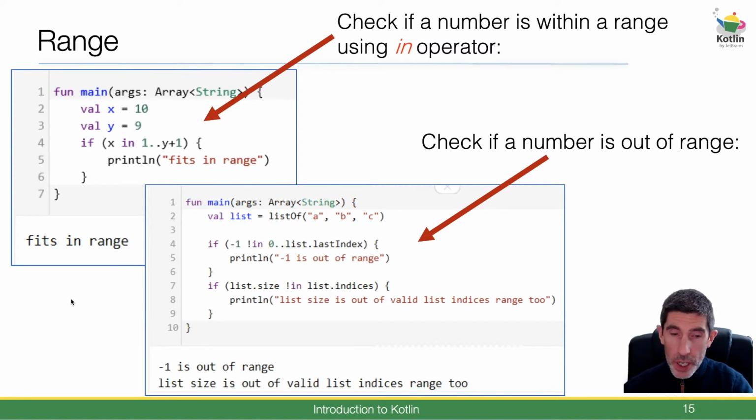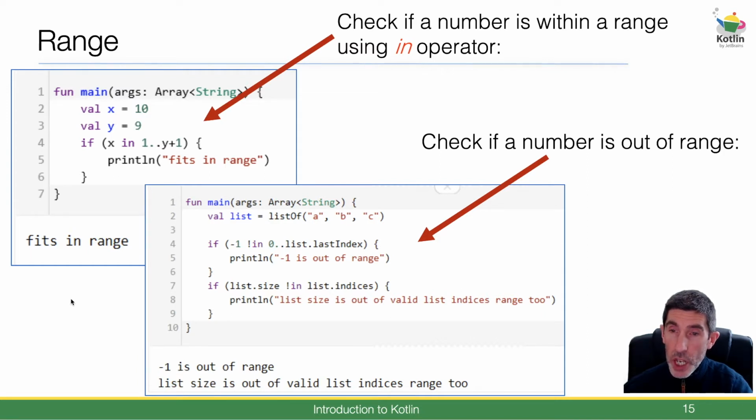Likewise, we can look at it in some other situations. In our second example inside our function main, we have val list is assigned listOf a, b, and c. So we're creating a little list of three values, and then we can check to see if -1 !in 0..list.lastIndex. The indexes run from 0, same rules as Java, so our indexes would be 0, 1, and 2. That would actually be true, because -1 is not in that range from 0 to 2, so that gets printed to the console.